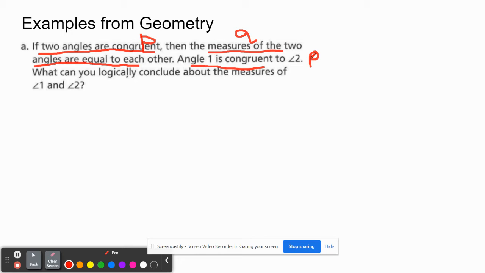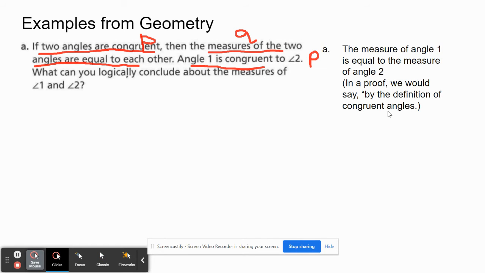So we can conclude that the measures of the two angles are equal to each other. The measure of angle 1 is equal to the measure of angle 2. And in proof, we would say that this is by the definition of congruent angles.